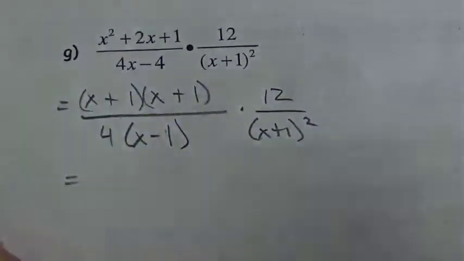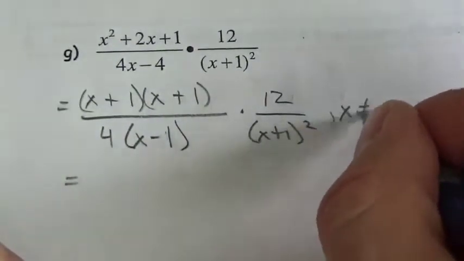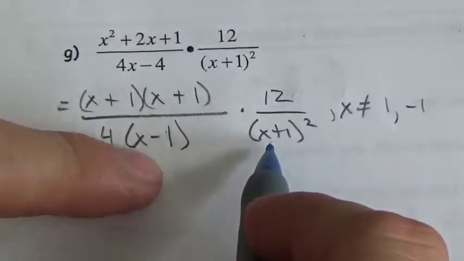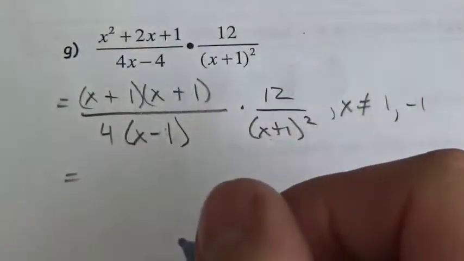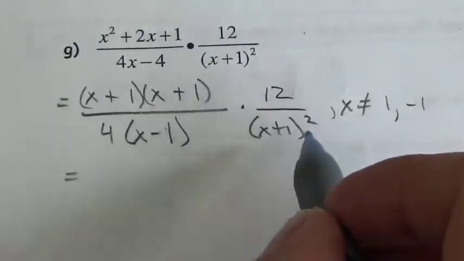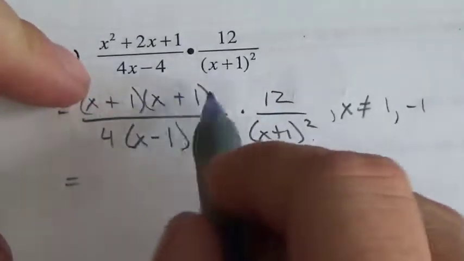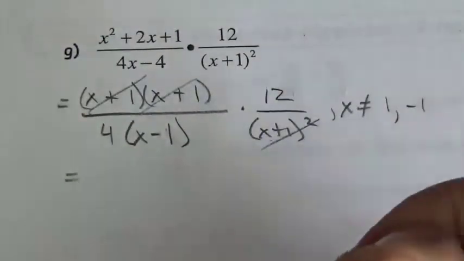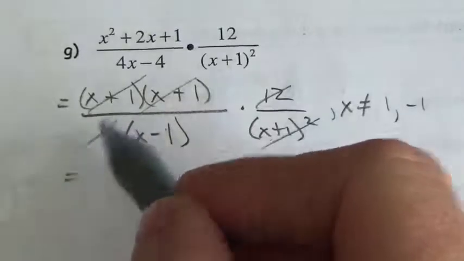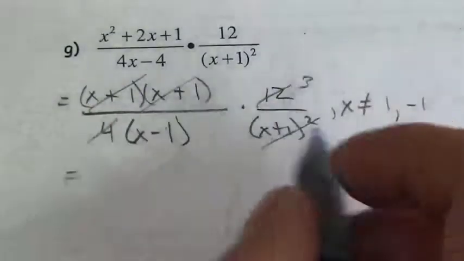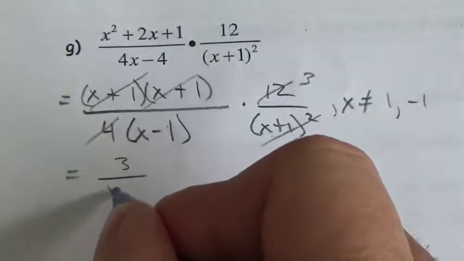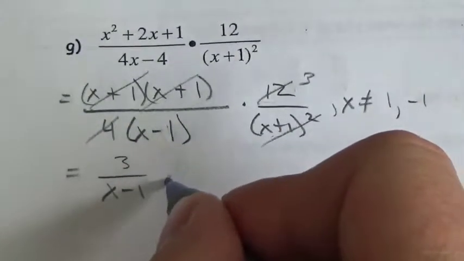Okay. Now, at this point we want to state the non-permissibles, and the non-permissibles are that x cannot equal positive 1 or negative 1. Now, let's cancel out terms that are shared, numerator and denominator. (x plus 1) squared means there are two factors here. Well, lo and behold, there are two factors up here, so both of those are going to cancel. 12 has a factor of 4 in it, so when you cancel that out, you're left with a 3. And so when all's said and done, all that survived in the numerator was a 3, and x minus 1 in the denominator.